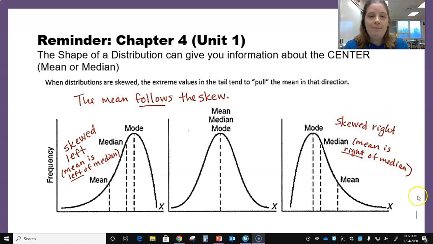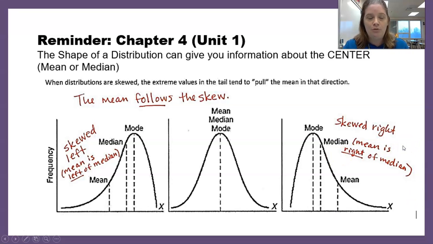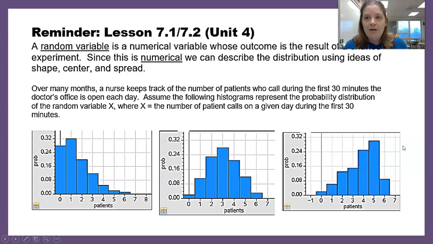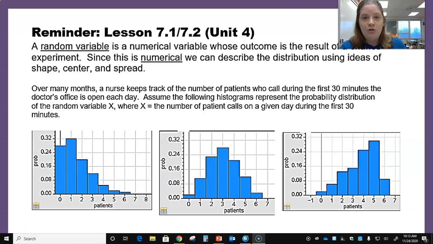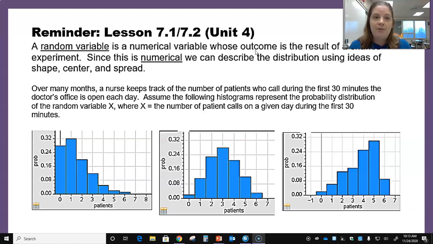All right, so with that being said, a probability distribution from yesterday. Remember, this is a random variable, a numerical variable whose result is the outcome of some sort of chance experiment. And since this value is numerical, we can actually describe the distribution using these ideas of shape and center and spread.